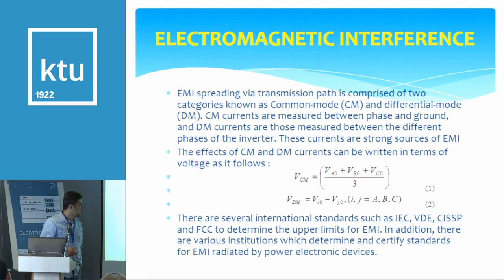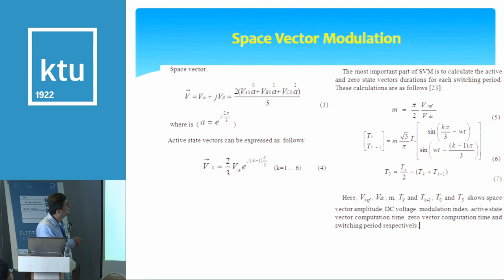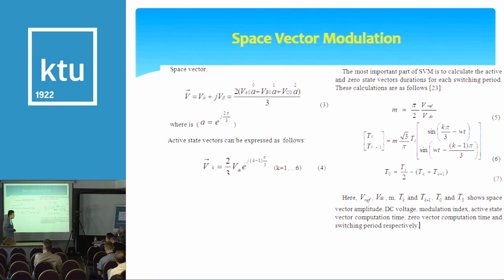These are the classical conventional space vector modulation formulas, the space vector formulas and the other formulas. In our proposed method, we focus on angular velocity. In the conventional method, it is fixed, but in our proposed method, we change it chaotically. You will see.